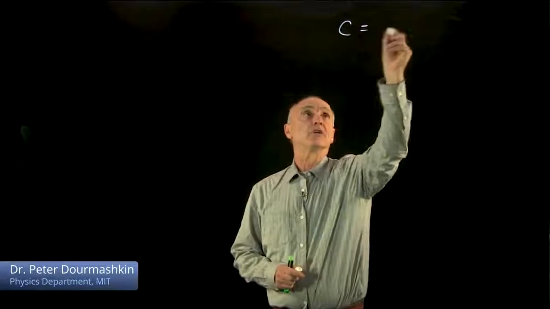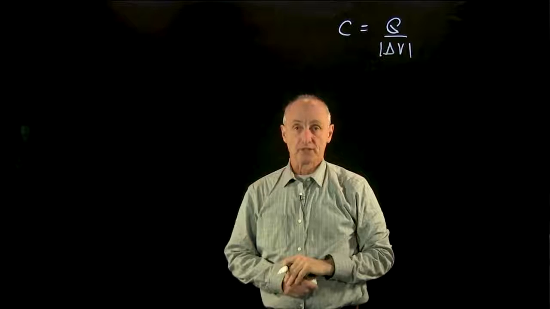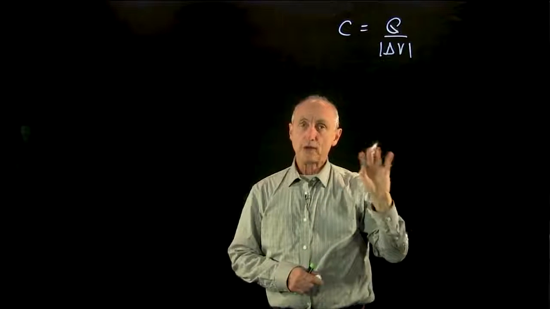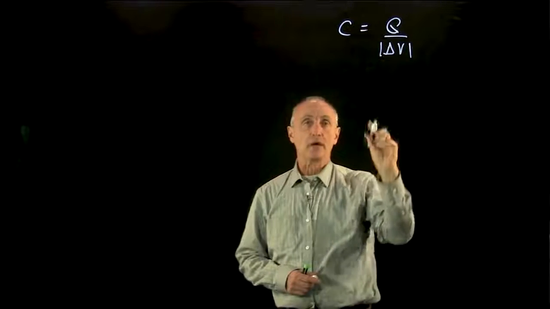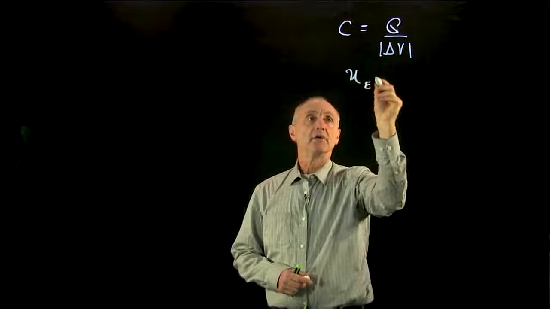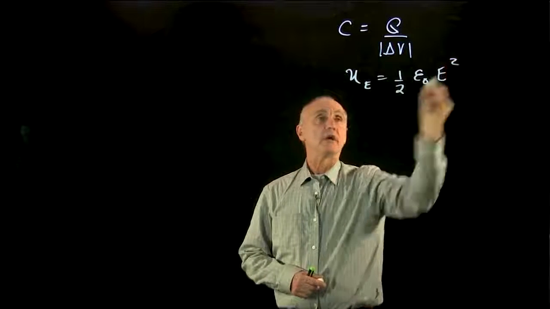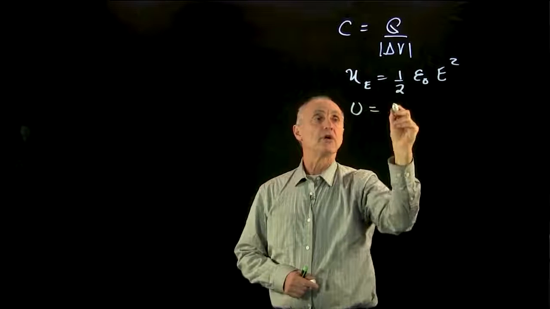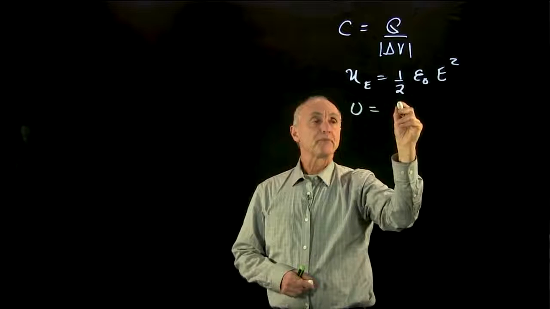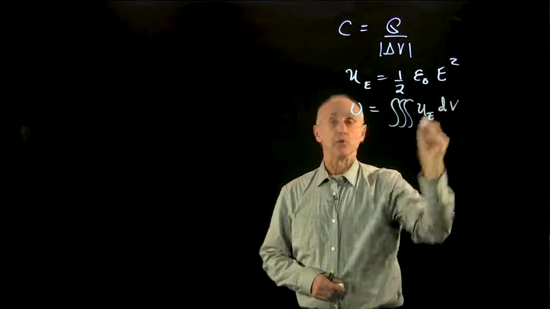When we calculated capacitance from its definition, we said it was Q over the potential difference between two plates. But we also were able to calculate capacitance in another way, in that we knew that there was an energy density for an electric field which was equal to 1/2 epsilon naught E squared, and our total energy was equal to the integral of this energy density over a volume.